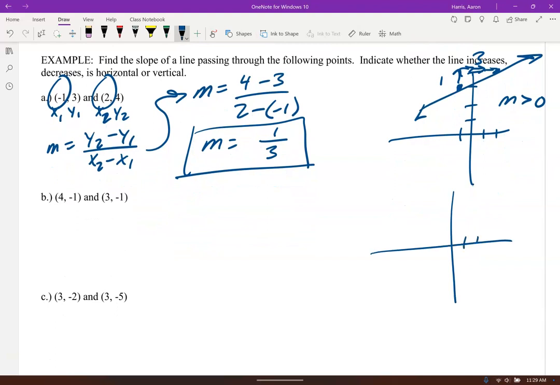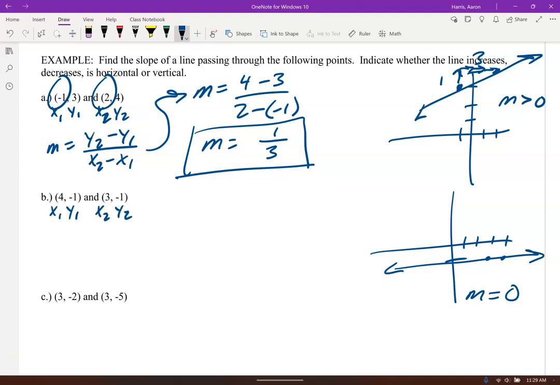Do a couple more here. We got 4, -1. And we got 3, -1. So if I draw the line through those 2 points, what do you think my slope's going to be? Any takers there? That's 0. Good, Megan. I just saw her chat there on the other screen. 0, that's right. So let's go ahead and check it.